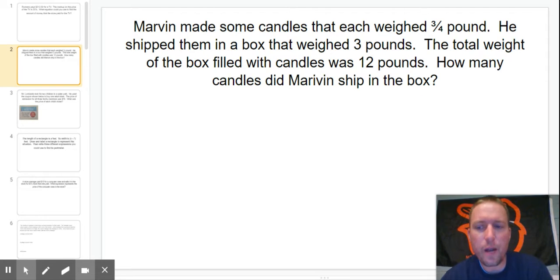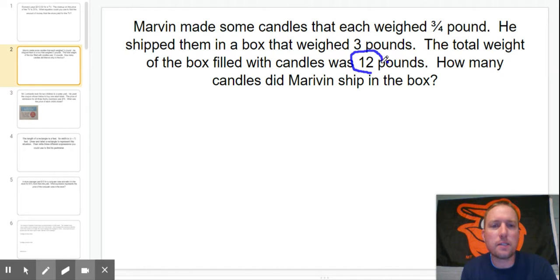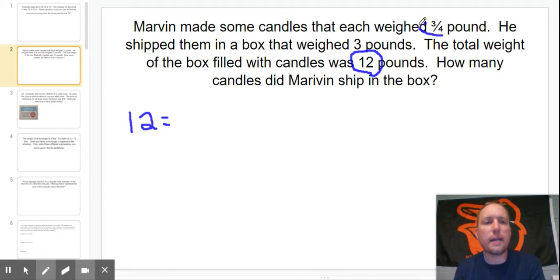Okay, so whenever we have a problem like this, we need to think about what do we know? First, we know that the total weight of the box plus the candles equals 12 pounds. So that's what we're trying to get to. The second thing we know is that each candle weighed 3/4 of a pound. Now, the problem is we don't know how many candles are in the box.